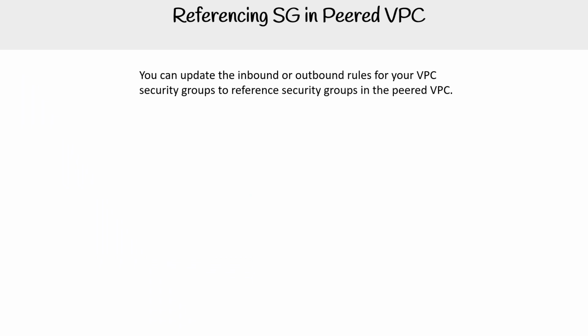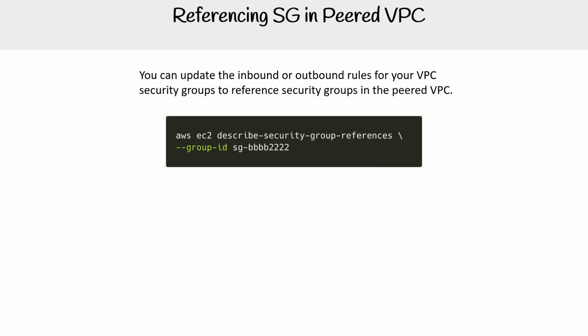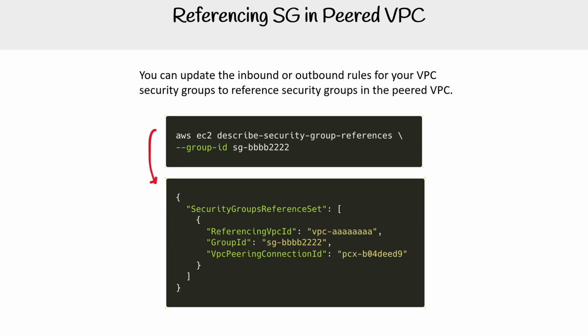One other thing that we want to point out is that you can update the inbound or outbound rules of your VPC security groups to reference security groups in peered VPCs, because if you're going to have two peered VPCs, referencing a security group in another one is going to be a very common use case. And so I wanted to include that in here. So here we're describing a security group reference from another one. There's a very dedicated command line to go find that. And that way you're able to grab the ID so that you can utilize it. But there you go.